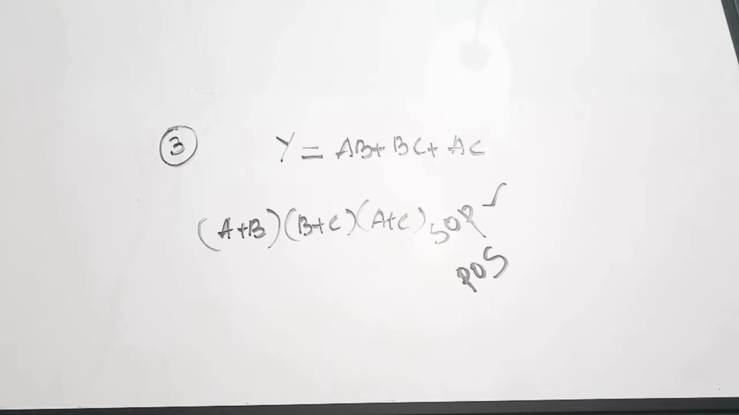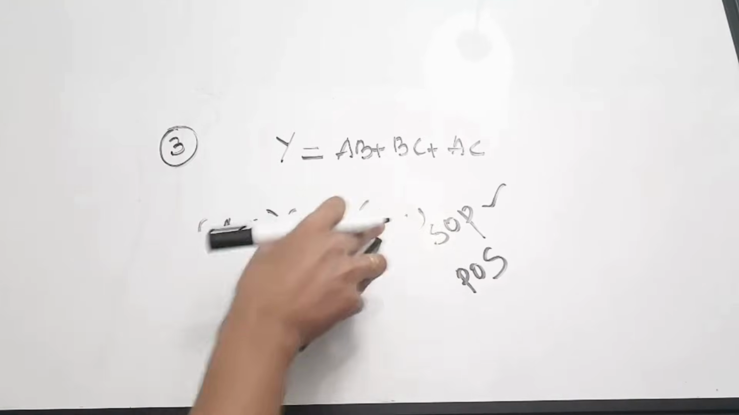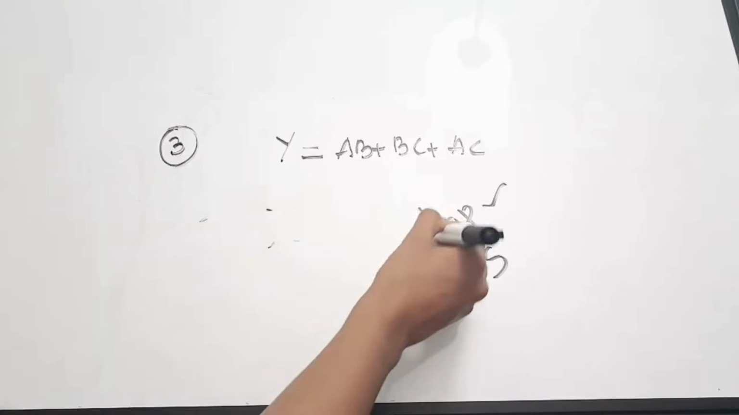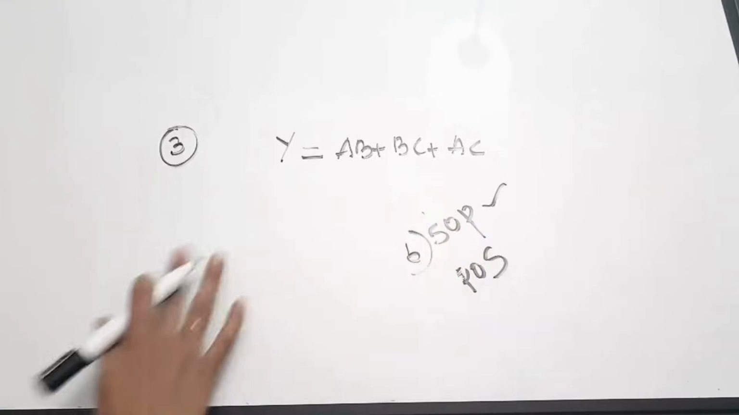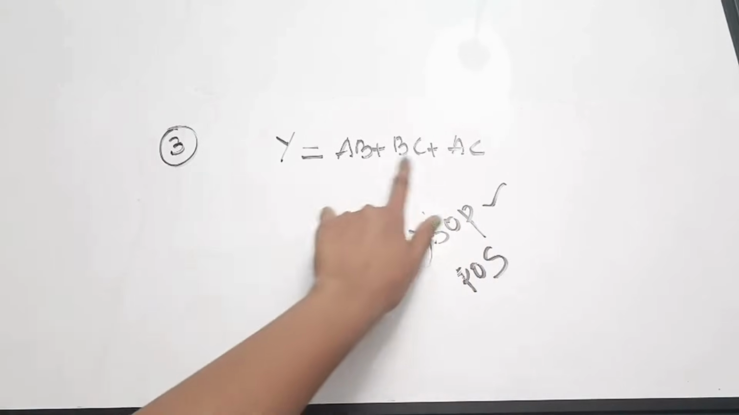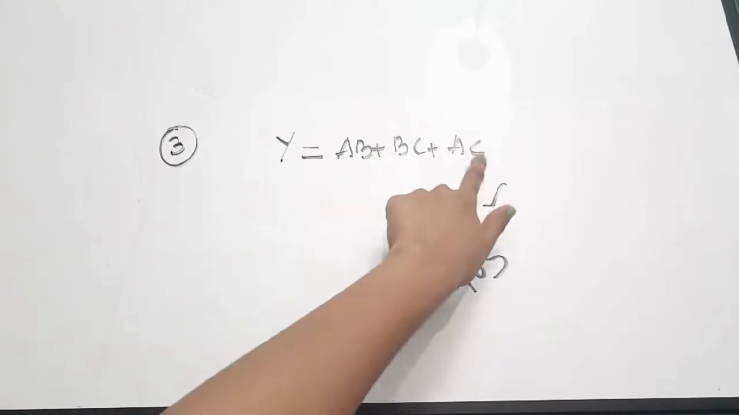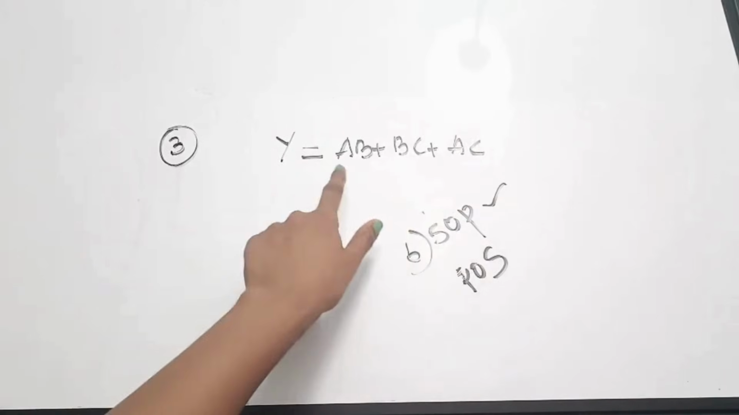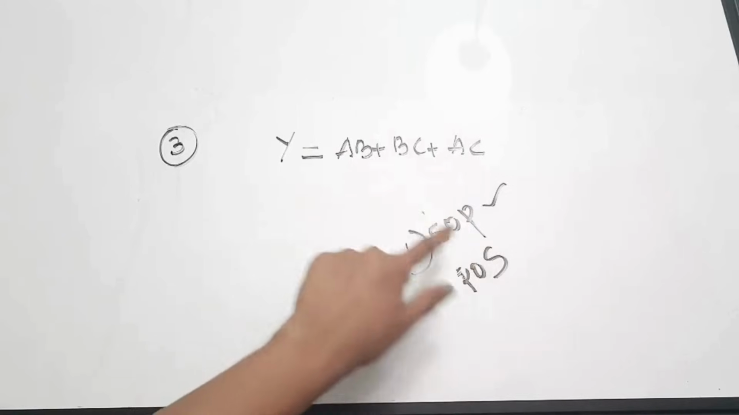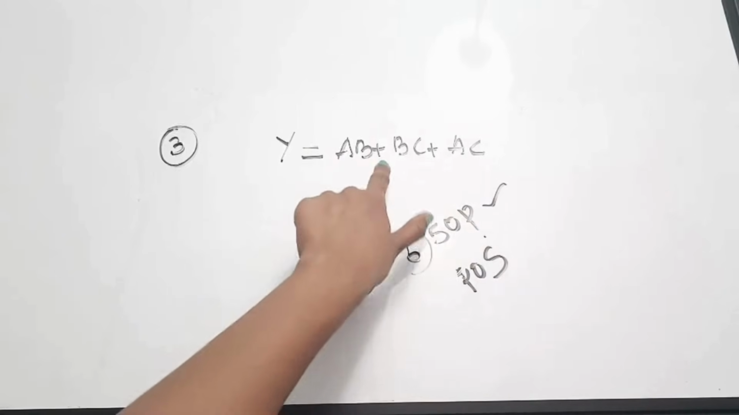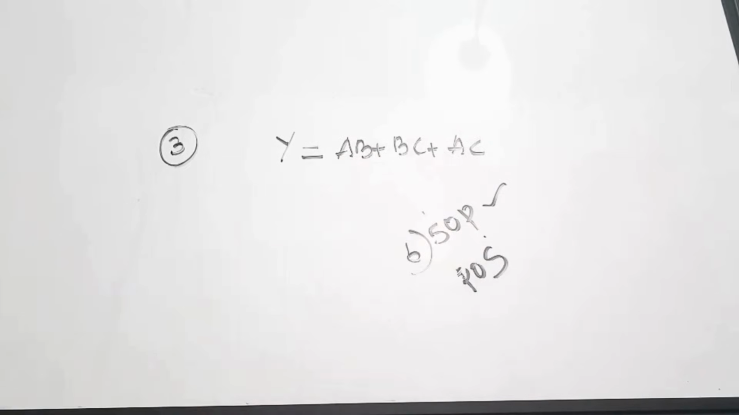No, this is also not a NOR expression. Correct answer is option B. SOP is the correct answer for this question. So these terms are actually sums of the product terms, SOP. Sum of products. Okay, correct answer is option B.